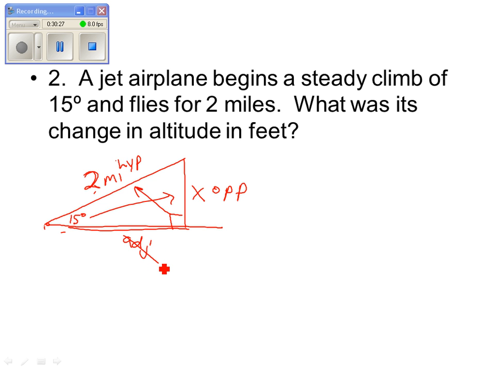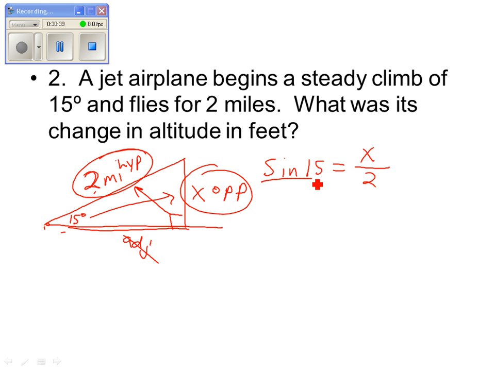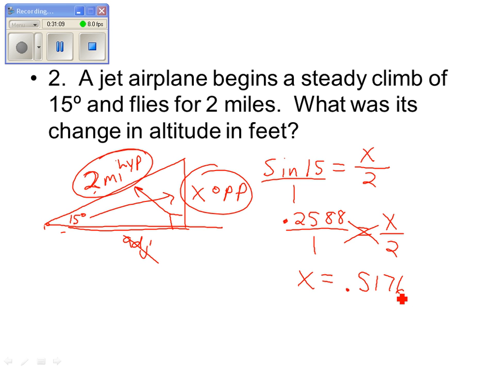So we're using hypotenuse and opposite, which is sine. So you do the sine of your angle, which is 15 degrees, equals x over 2. Put a 1 underneath that, and figure out what the sine is by using your calculator. Sine 15 equals 0.2588 over 1, equals x over 2. Cross multiply, and we end up with x equals about 0.5176, and this is in miles.